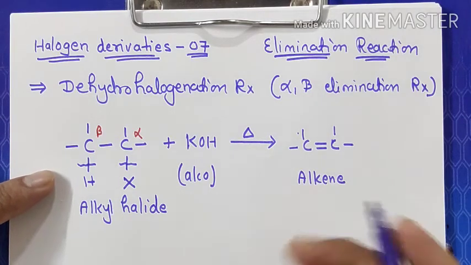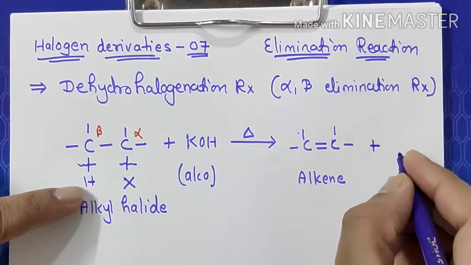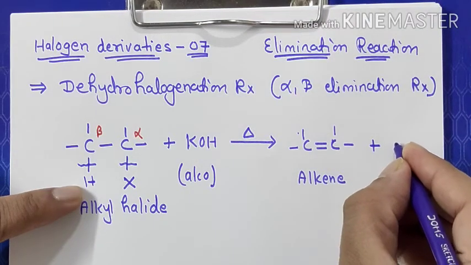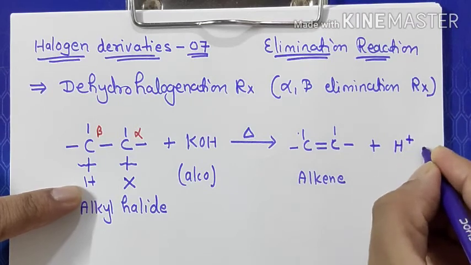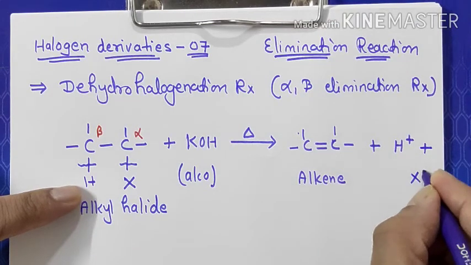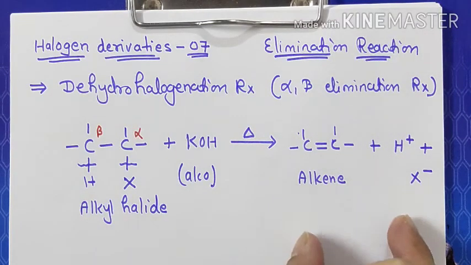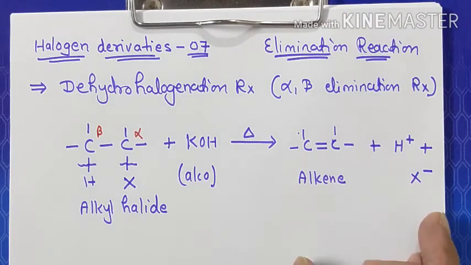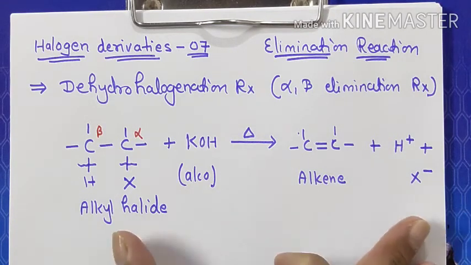Okay. And what will be left? This will remain as H plus, and this will be X minus. How does this happen? What will the final product be? We'll see in the example. But this is what happens, right?